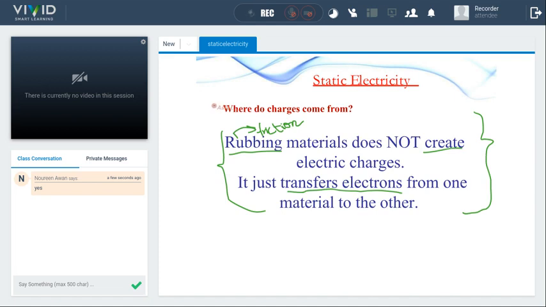It's question number 3: where do charges come from? Because we rub the materials, don't say that we have created charges. No, matter can't be created nor destroyed, so charges are not created but transferred. Charges are just transferred from one surface to the other, that is, a transfer of electrons.